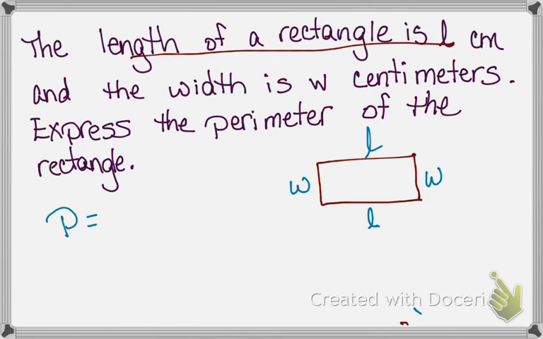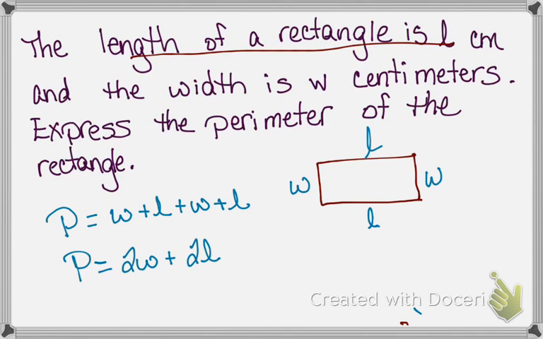So is it correct if I say the perimeter is W plus L plus W plus L? Good. Do I have any like terms? Good. So I could have 2W, 2L. Okay? Question? Didn't you also, am I wrong, didn't you also do 2 and then parentheses W plus L? Yes, you absolutely did. Absolutely.